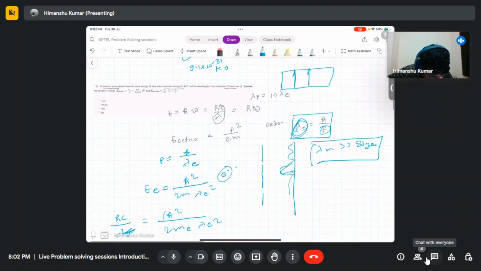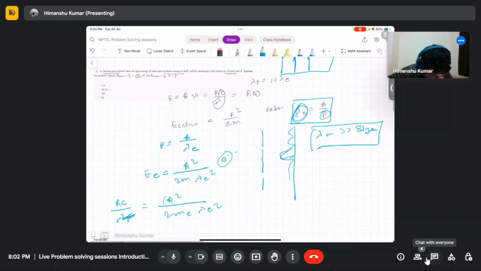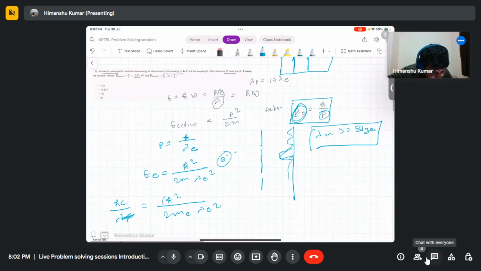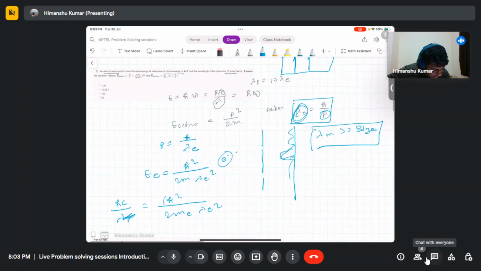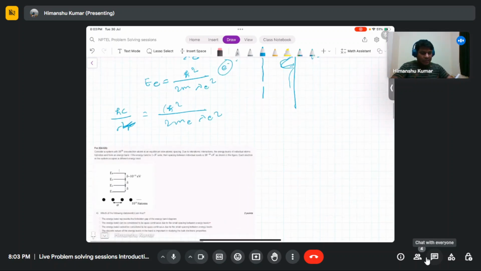The electron and photon have the same energy, and at what point of photon energy. Okay, so basically this equation, at the same energy we need to equate, and then from here we can calculate the wavelength. So hc by lambda_p is given as 10 times lambda_e, the electron wavelength, h bar square by 2 m_e lambda_e square.